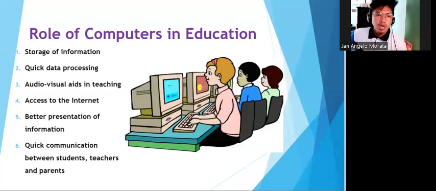And lastly, quick communication between students, teachers, and parents. Okay? Because it is very important na mayroon tayong communications sa parents. Because ang parents, ito yung ating mga katulong sa pag-mold ng kanilang mga anak. And also for our students, for monitoring our students.